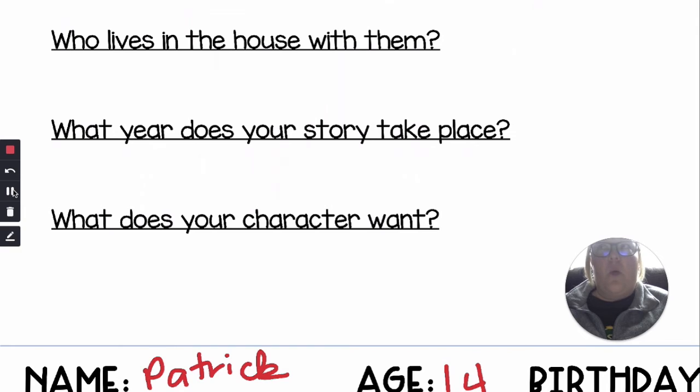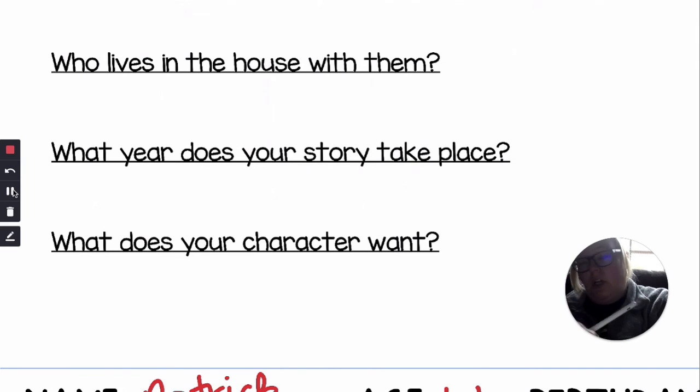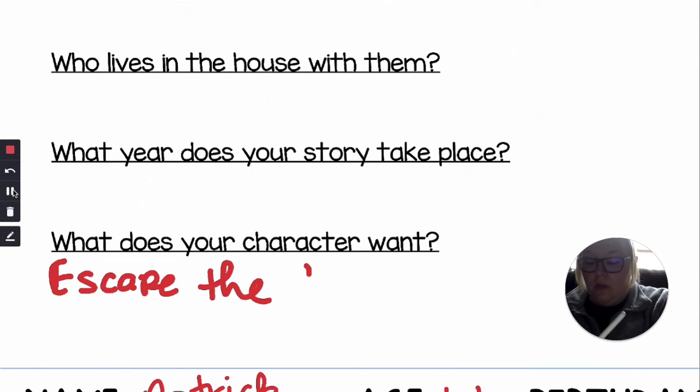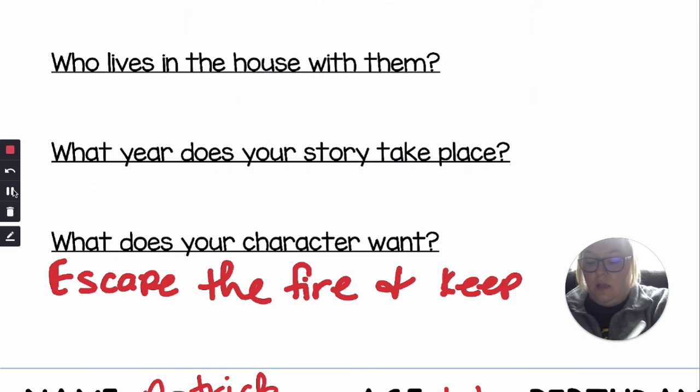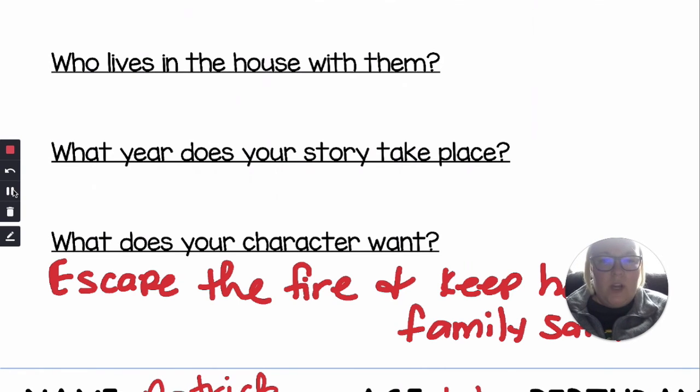So this is like what is going to be the point of your story. So in my story, my main character is trying to escape a fire. So I'm going to say my main character wants to escape the fire and keep her family safe.